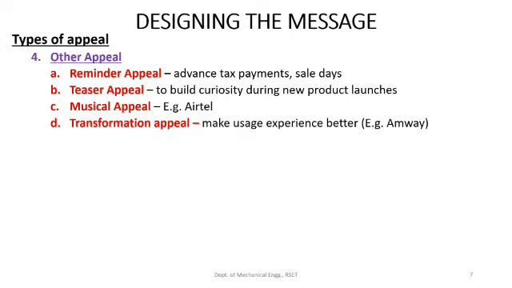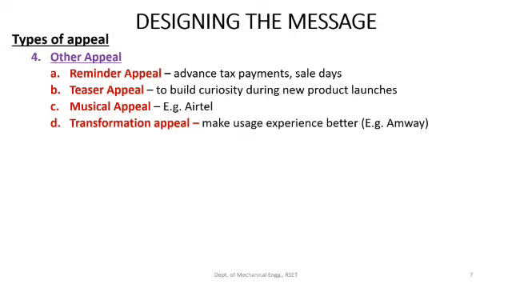And the last kind is a transformational appeal, which makes the usage experience better. Those kinds of appeals say that this product or this kind of service will make your usage experience much better than the products that you're currently using. So such kinds of appeals are called transformational appeals, which say that it will transform the way you see and use a particular kind of product. An example is the case where you see Amway communicating messages about their products, saying that they are the best cleaning products and they give you a much better experience than any other cleaning products offered by any other company.